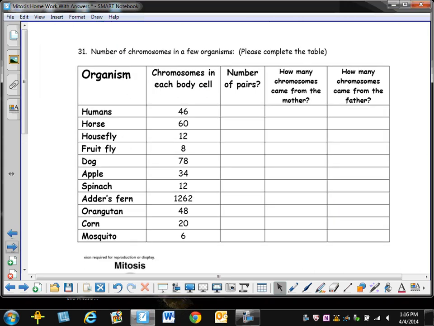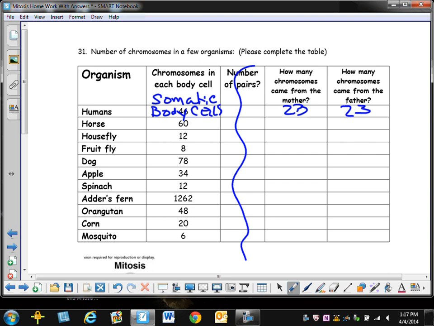So, next page. Okay, here's the part that you must know. Humans, how many somatic cells do we have? 46. We also call them body cells. We have 46, okay? Forget the number of pairs. Just forget this column. We don't care. How many chromosomes come from your mother? 23. How many come from your dad? 23. All right, let's work a couple of other ones.